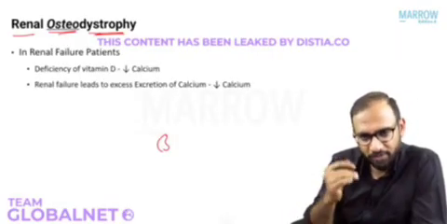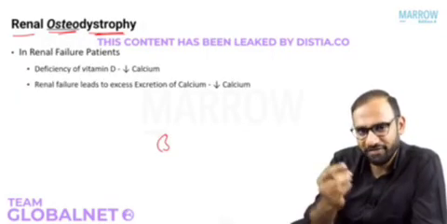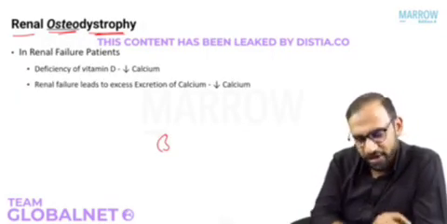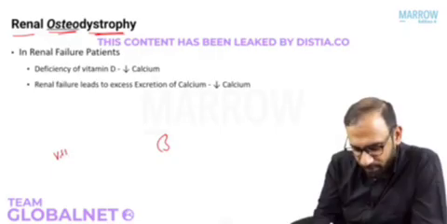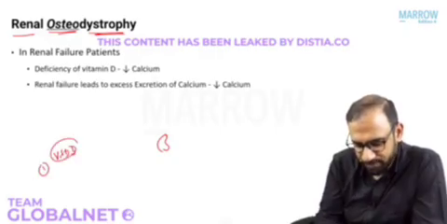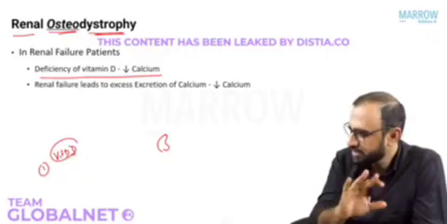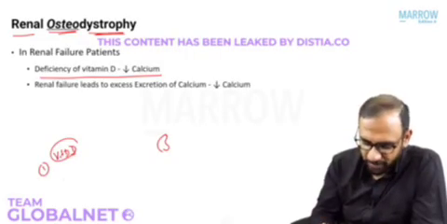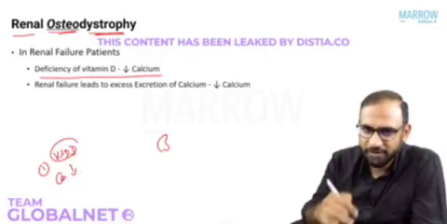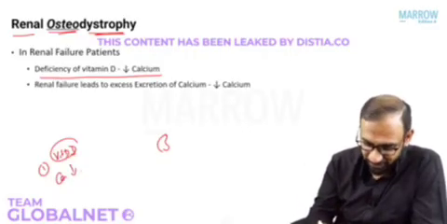First problem, vitamin D will not get activated, right? Because 1-alpha hydroxylase will activate vitamin D in the kidney. So vitamin D deficiency ho gaya. So vitamin D deficiency, first problem. Second problem, since kidneys failed, reabsorption of calcium is not possible. So calcium will be low because reabsorption is not possible. And what about phosphate? Phosphate will be high.